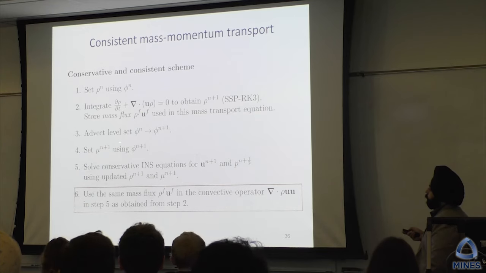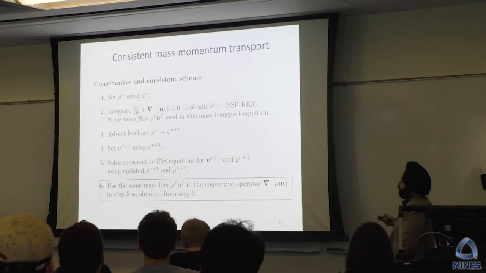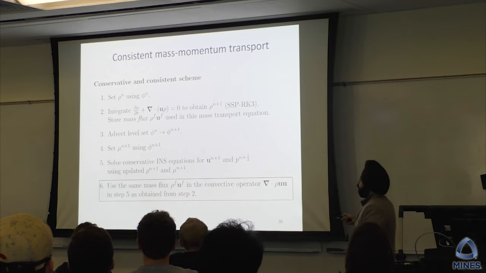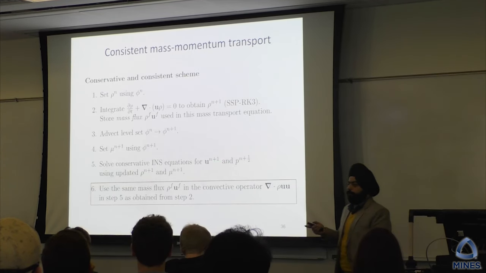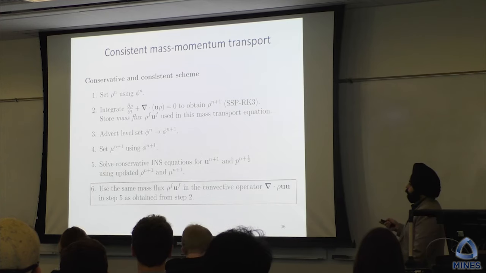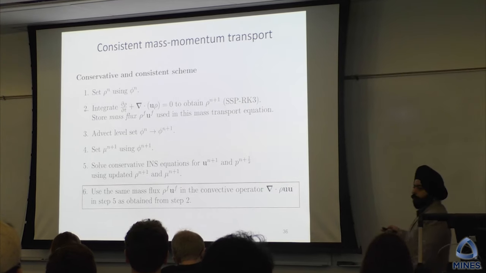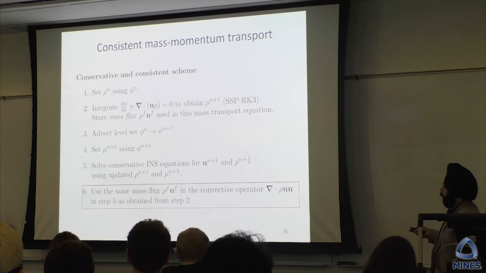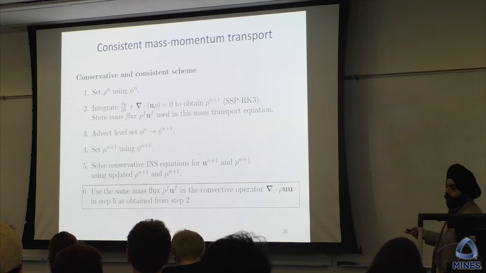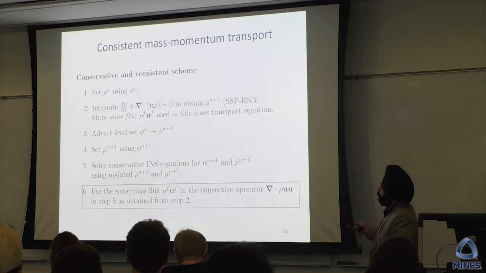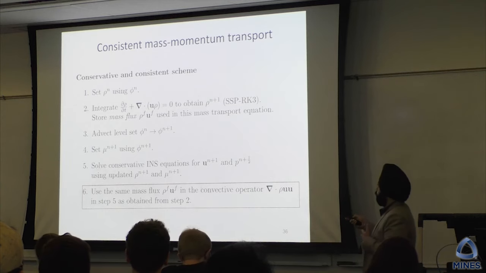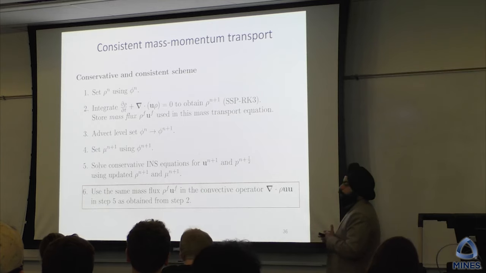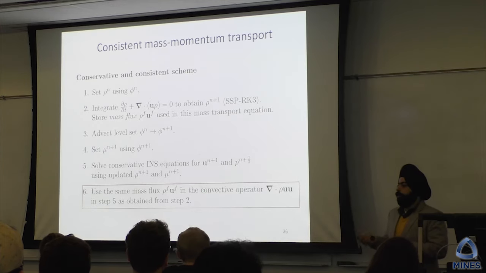Next, in the third step, you move your level set from n to n plus 1 and set your viscosity field using the updated level set information. And you solve your Navier-Stokes equation in conservative form. If you solve your equations in conservative form, then your convective operator would be of this form. And this will require you to have mass fluxes in your convective operator. The idea is to use the same mass flux in the convective operator as you did in your advection of density. So if you make sure that your mass fluxes are connected in the density field as well as in your momentum equation, then it's a consistent transport, and this stabilizes your simulations.